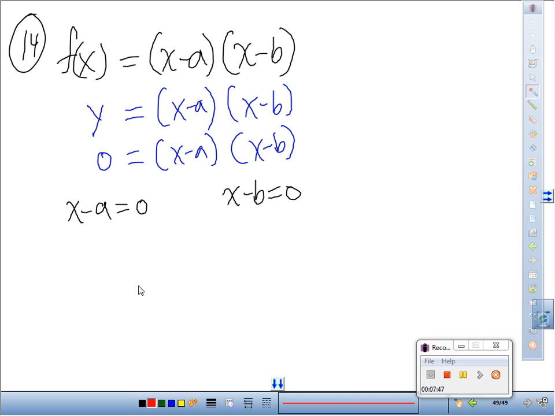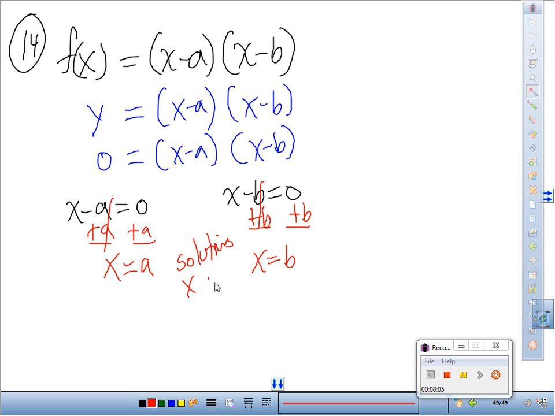So let's solve for x. Plus a, x equals a, plus b, x equals b. And these are what, Oliver? Solutions, x-intercepts, zeros, roots.